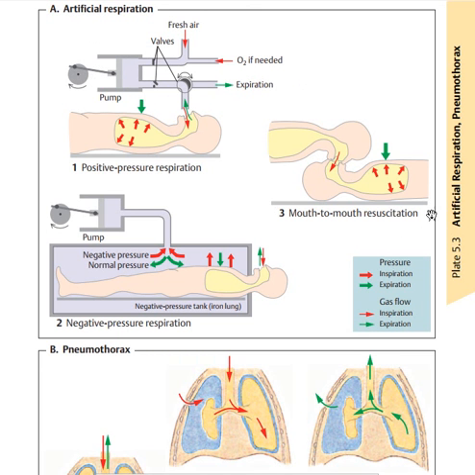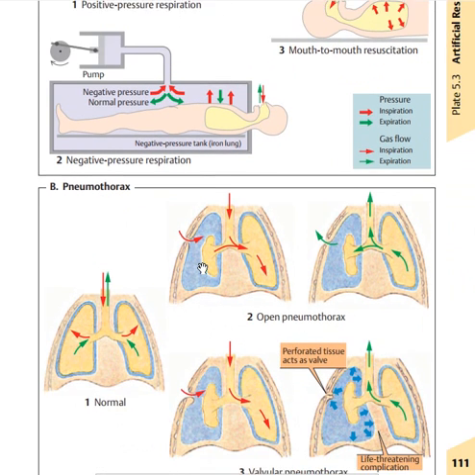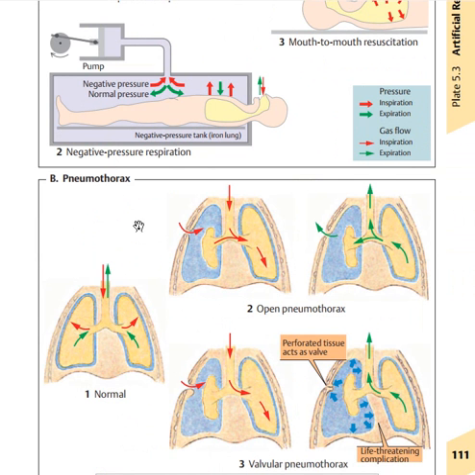You have another artificial respiration method, which is the rescue bed, mouth-to-mouth resuscitation, and then you have this other one, negative pressure respiration, where you have both inspiration and expiration after taking control of the respiratory rhythm of the human body. Now let's visualize pneumothorax.